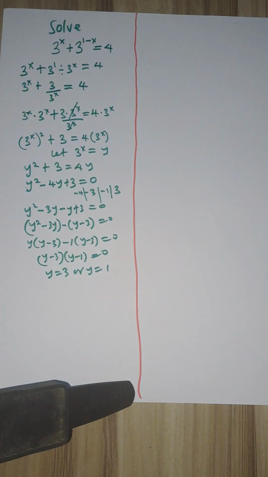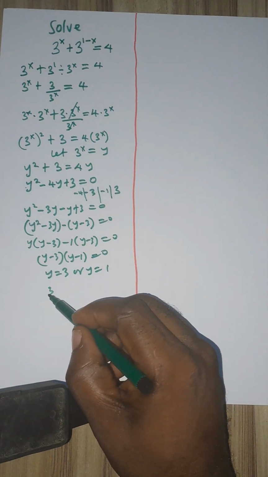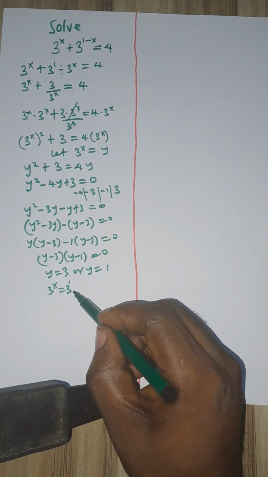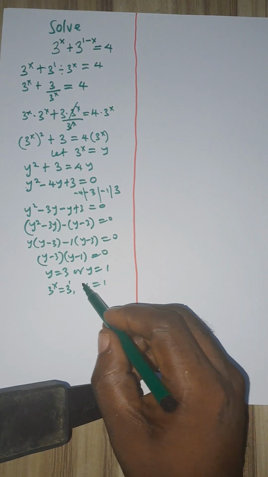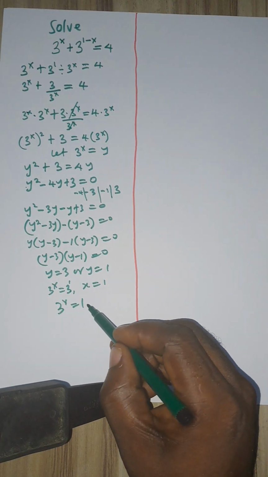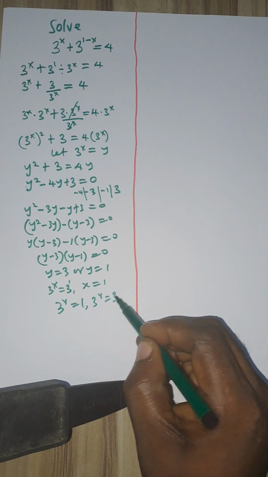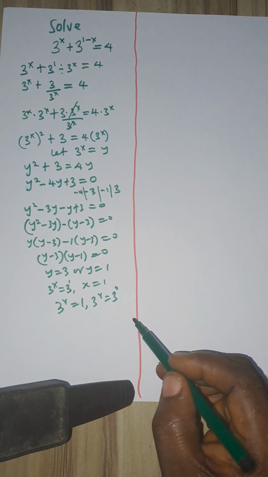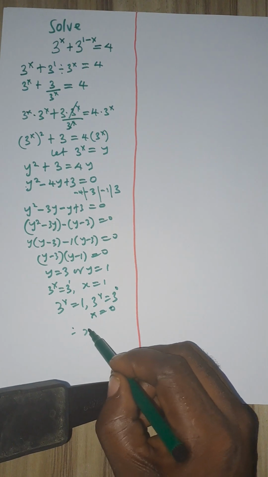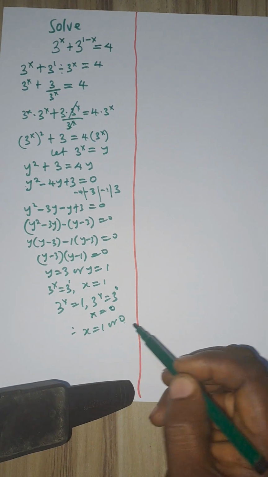Now we're not looking for y, we're looking for x. So 3 to the power of x equals 3. Since they have the same base, we equate their powers. Here x equals 1. Or 3 to the power of x equals 1, which is something like 3 to the power of 0. So we now have x equals 0. Therefore, x equals 1 or 0.